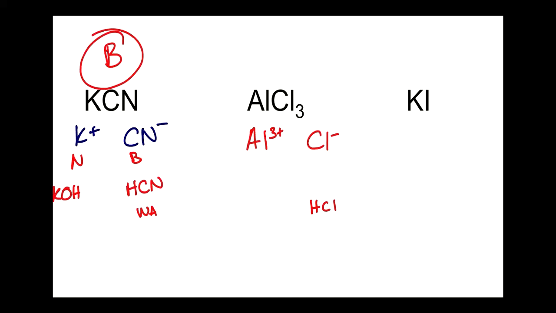So that means Cl minus is what? Neutral. Yes, it is neutral. What about Al3+? This one's tricky because we were always looking at conjugates. We were always looking for weak things. But Al3+ is special because this is a Lewis acid.